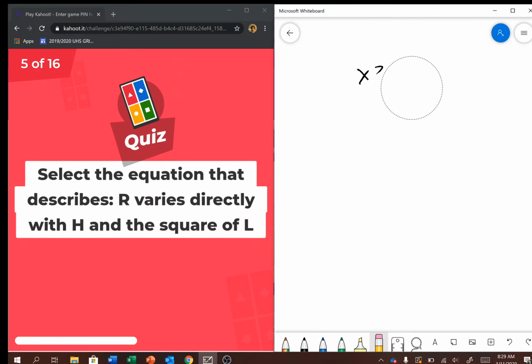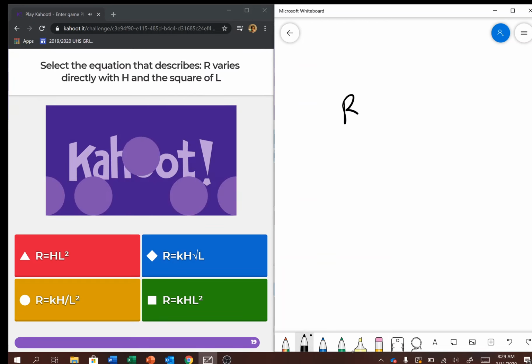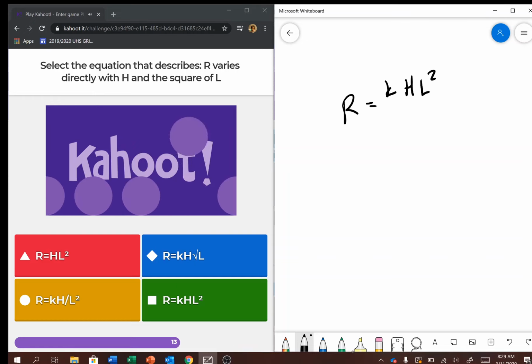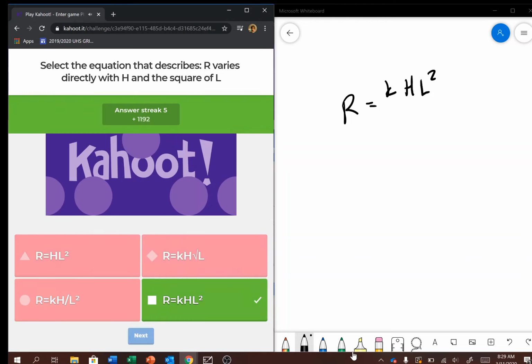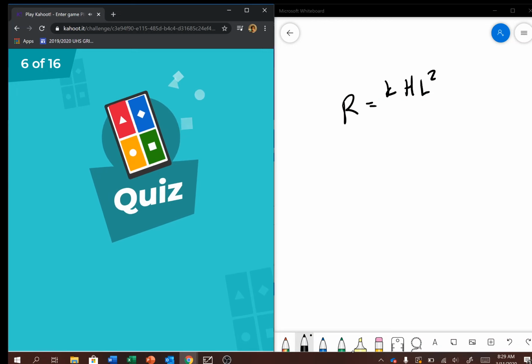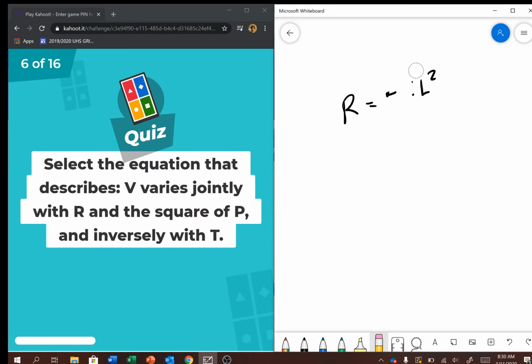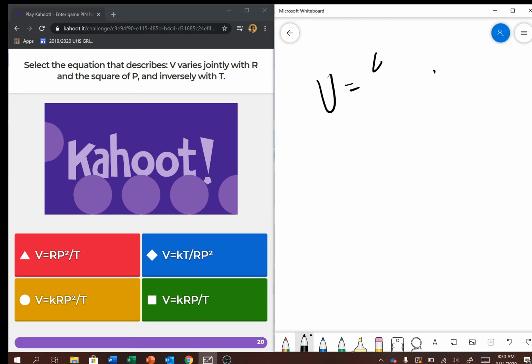Okay, select the equation that describes R varies directly with H and L squared. Boom. Easy. V varies jointly with R and the square of P and inversely with T. Boom.